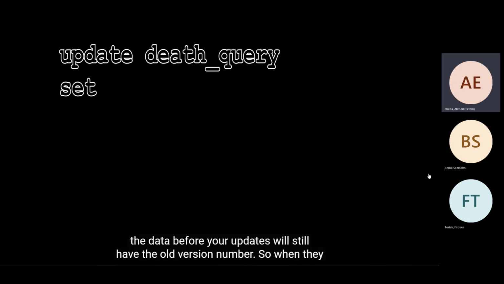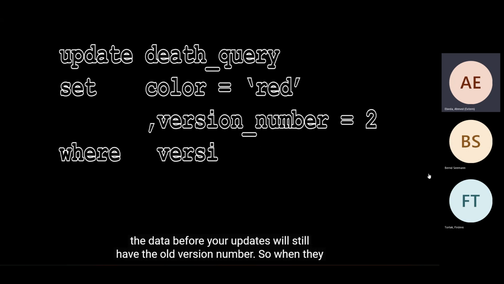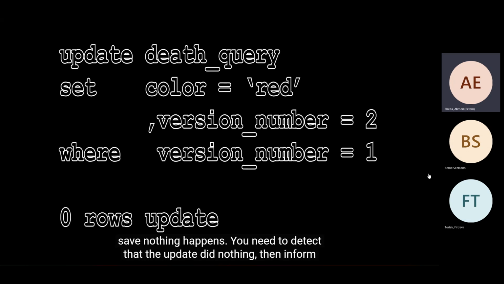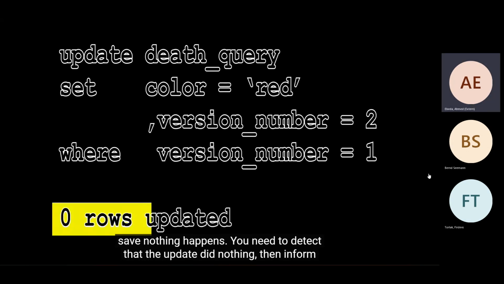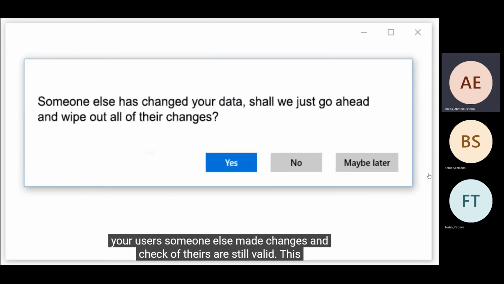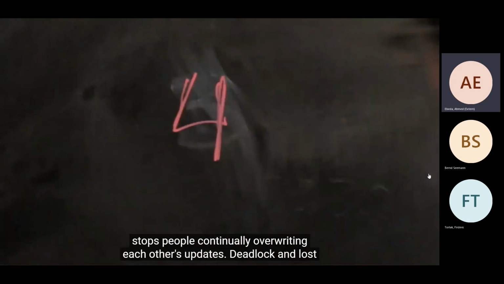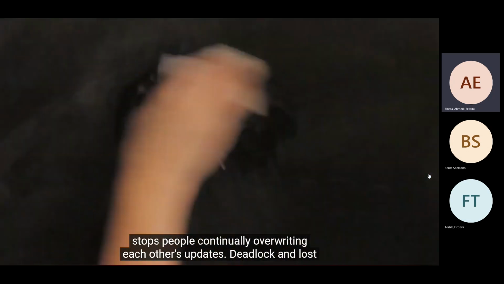Anyone who read the data before your update will still have the old version number. So when they save, nothing happens. You need to detect that the update did nothing. Then inform your users someone else made changes and check if theirs are still valid. This stops people continually overwriting each other's updates.